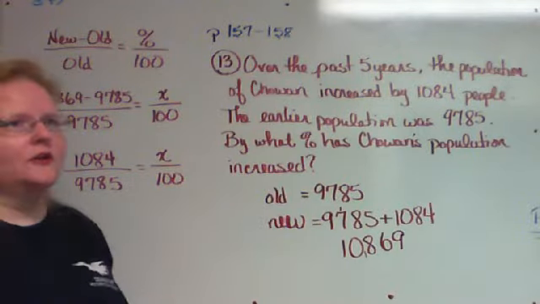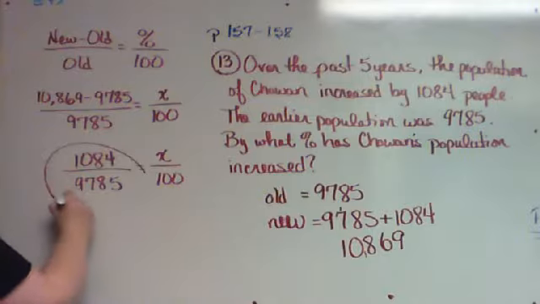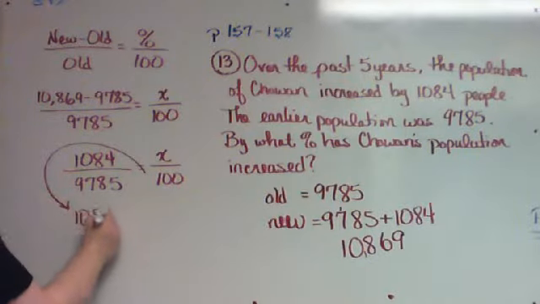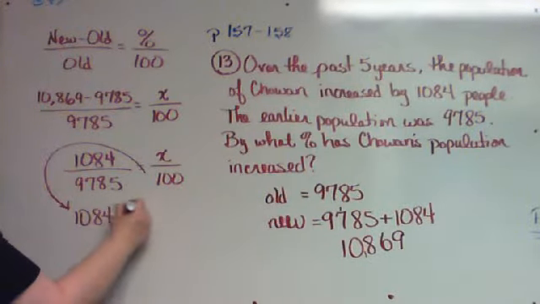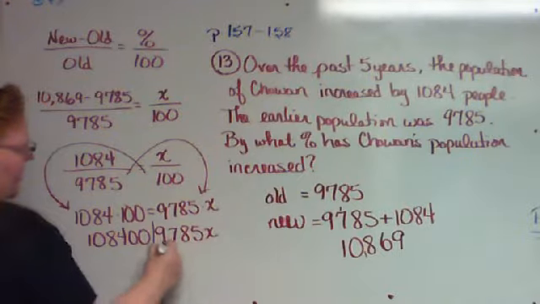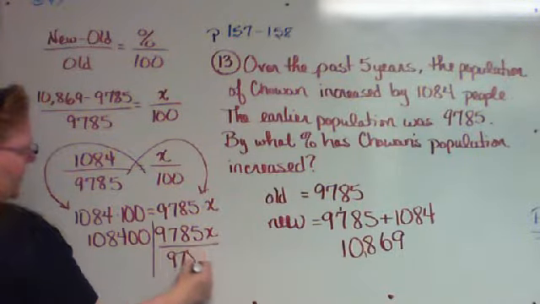So once you get here, we have a fraction equal to a fraction, which means we can cross multiply just like we did yesterday. Get 1084 times 100 is equal to 9785 times x. $10,8400 equals 9785x. Divide both sides by the 9785.